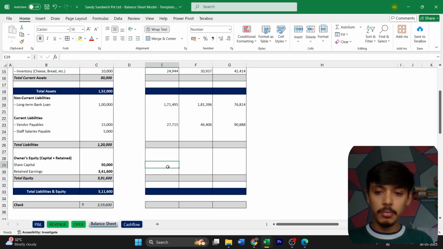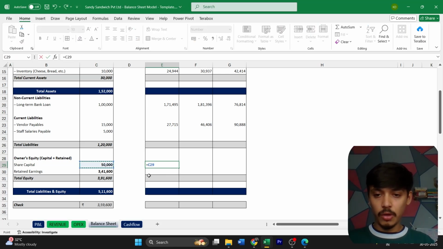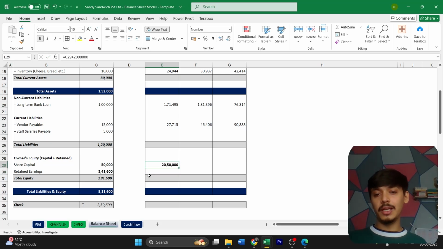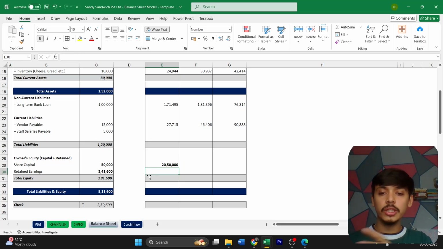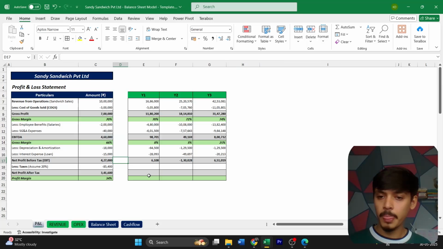So this will become 50,000 plus 20 lakhs. So this becomes 20 lakh 50,000. For retained earnings, we need to add all the cumulative profits of the previous years. So we only have 1 year previously, but before that we need to calculate the profits of the 3 years of projection. We will move to the P&L.